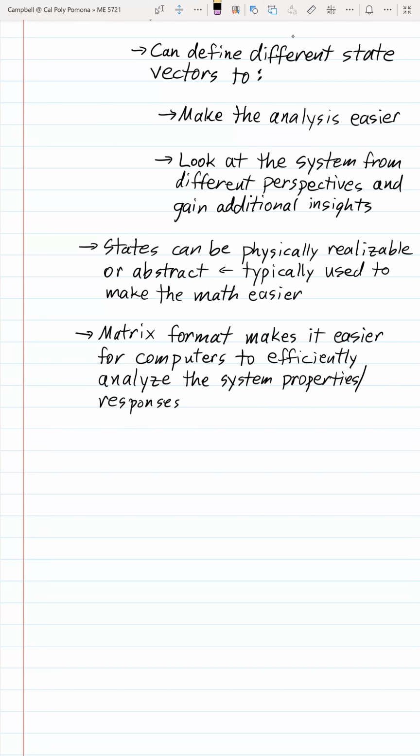So it doesn't matter whether you're looking at temperatures for a thermal system, or whether you're looking at fluid velocities for a fluid mechanics system, or whether you're looking at positions and velocities for a standard mechanics system, or whether you're looking at voltages for an electrical system. It's irrelevant. It's just, what are you looking at? And those become your outputs. And how are those outputs being influenced?